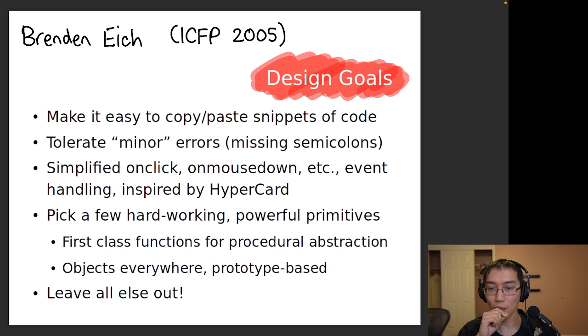So Brendan was like, okay, how am I going about doing this? And he was like, I'm going to put two really important primitives in the language to get this going. The first is I'm going to have first-class functions for procedural abstraction. And I'm going to tell you what that means in a second. The second is I'm going to have objects everywhere, and I don't have time to implement a full-on inheritance-based class system.